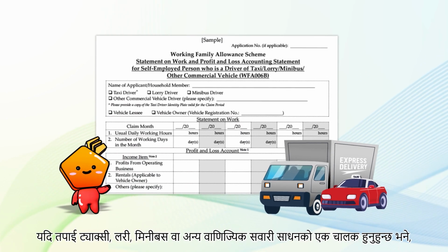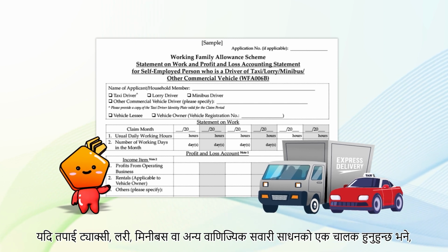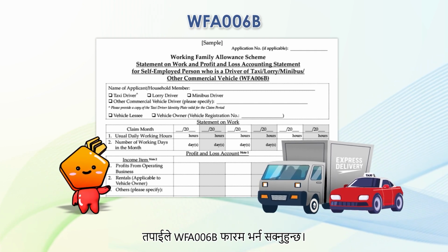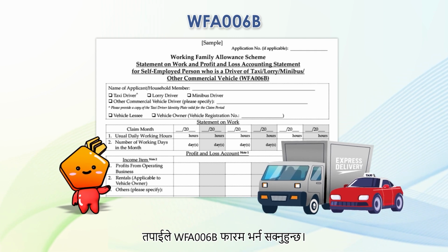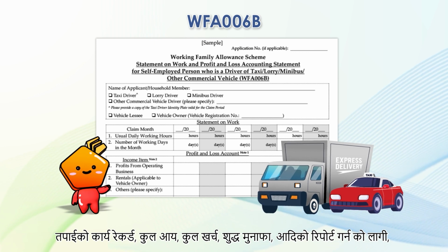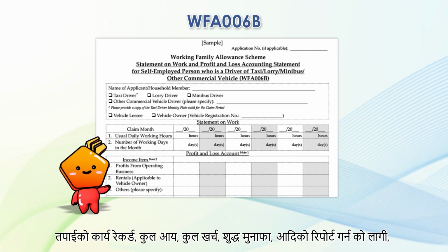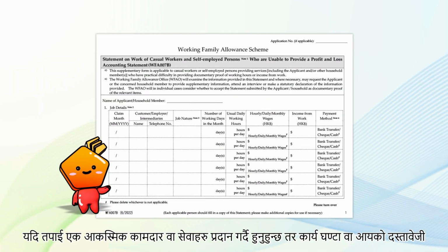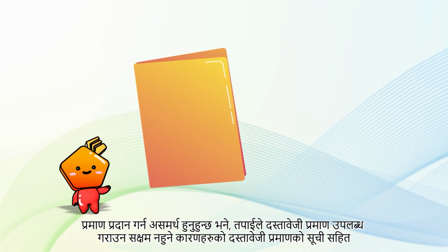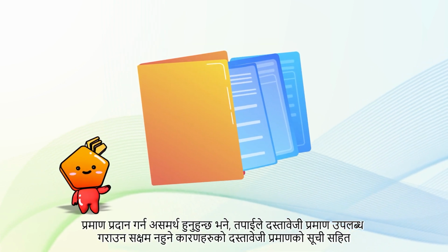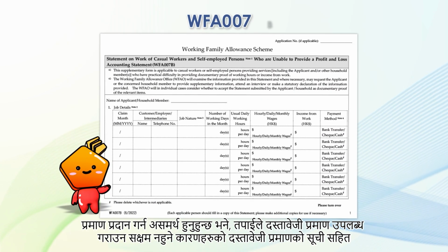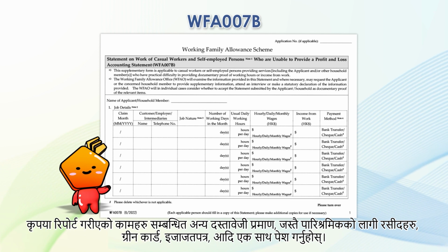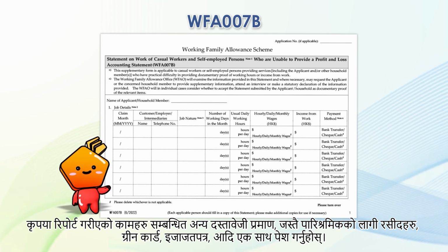If you are a driver of taxi, lorry, minibus, or other commercial vehicles, you may fill in the form WFA 006B to report your work record, total income, total expense, net profit, etc., to be submitted together with the documentary proof of income and expenditure, such as vehicle rental contracts and fuel charge receipts, etc. If you are a casual worker or providing services but are unable to provide documentary proof of working hours or income, you may fill in Form WFA 007B to report the details of each job during the claim period and list the reasons for not being able to provide documentary proof.